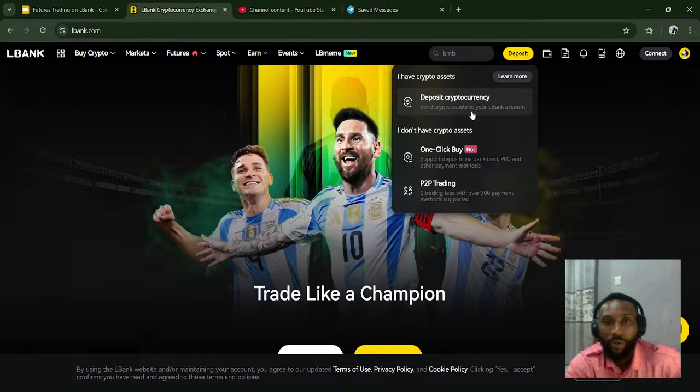So deposit cryptocurrency, one click buy, P2P trading. Like I said, I'll do a video on P2P trading. I'll even do a video on how to deposit properly, to show you guys how to really use this amazing platform. Okay, so that's one of the tabs.